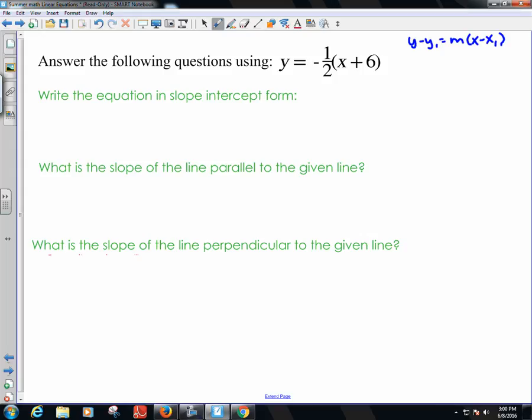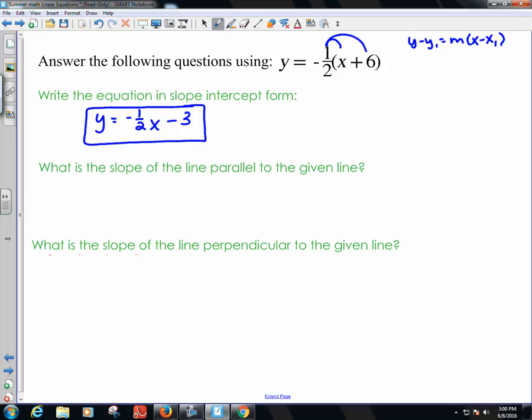In order to get it in slope intercept form, I need to distribute that negative 1/2 into the set of parentheses. So I'm going to end up with y equals negative 1/2 x. Negative 1/2 times positive 6. A positive times a negative is going to give me a negative number. 6 times 1/2 gives me 3. So this is the answer. Y equals negative 1/2 x minus 3.